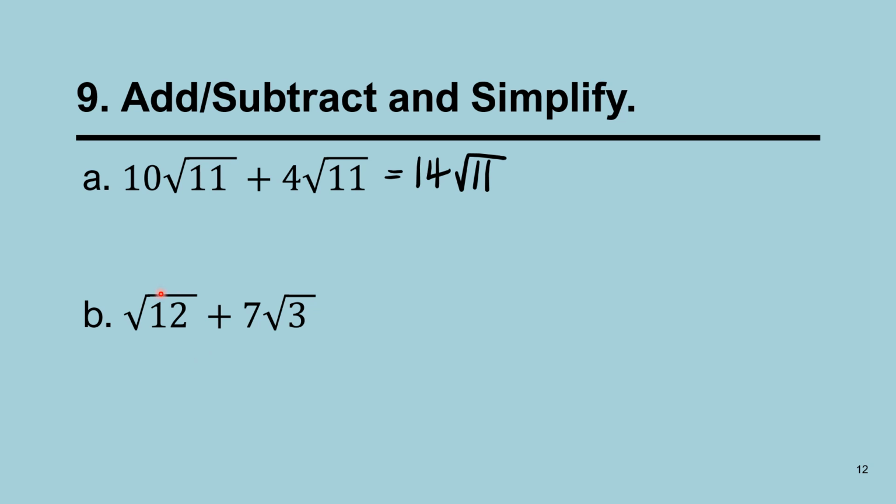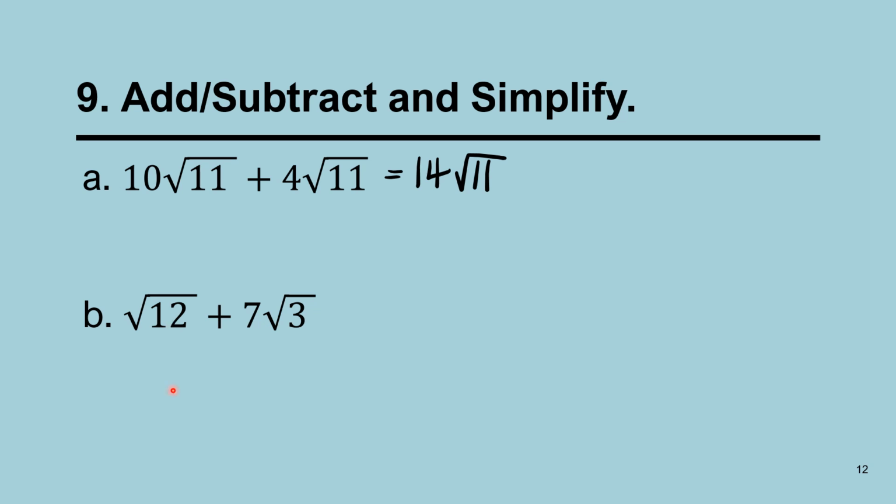All right, and then this one is a little bit harder because we have some simplifying we need to do first. They're not like terms at the moment. We've got square root of 12 plus 7 times the square root of 3. All right, so we would like the radicals to match. All right, so let's try to work on this larger radicand. That's where you always want to start. You want to start with the larger radicand and make it match the smaller radicand.